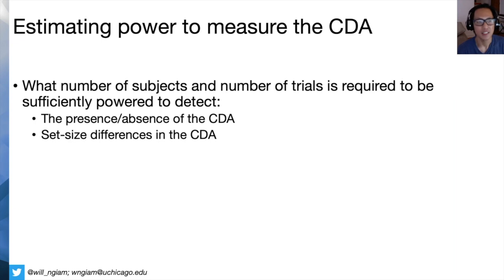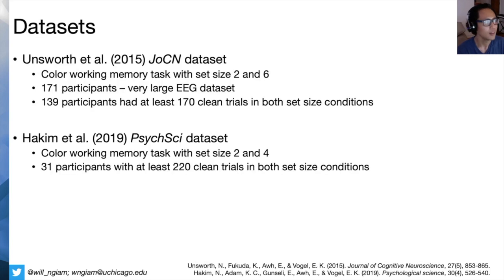So in this presentation, I'll be talking about how to estimate power to measure the CDA. And the simple question that I'm trying to answer is, what number of subjects and number of trials is required to be sufficiently powered to detect, firstly, the presence or absence of the contralateral delay activity, and to detect the set size differences in the contralateral delay activity.